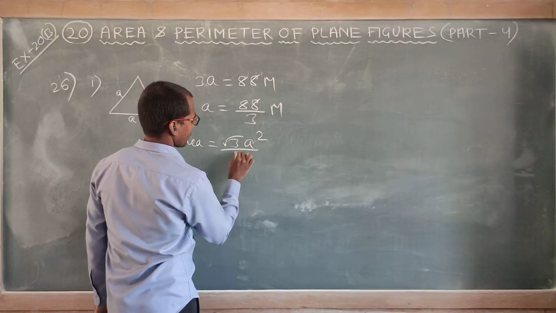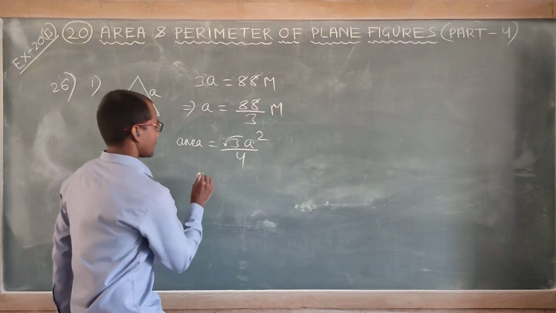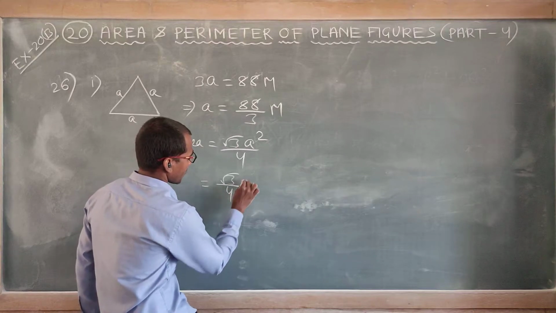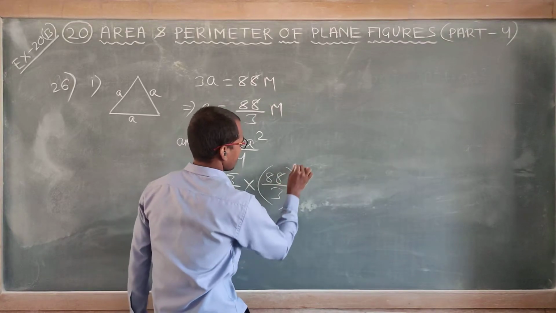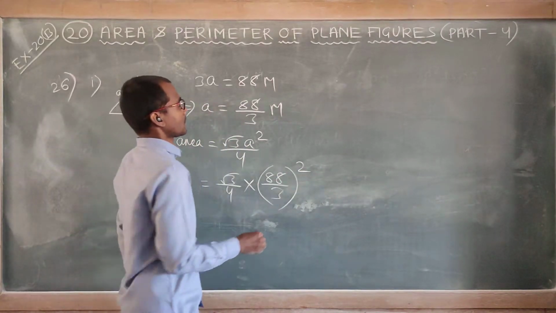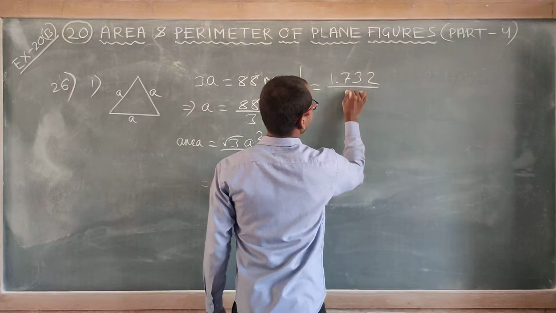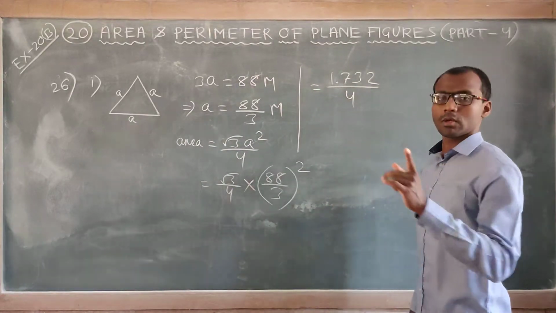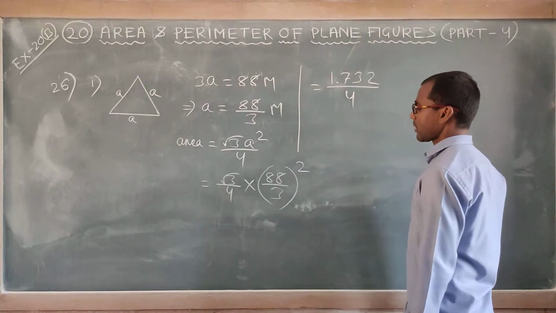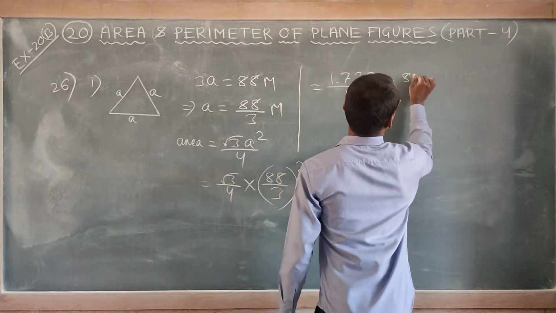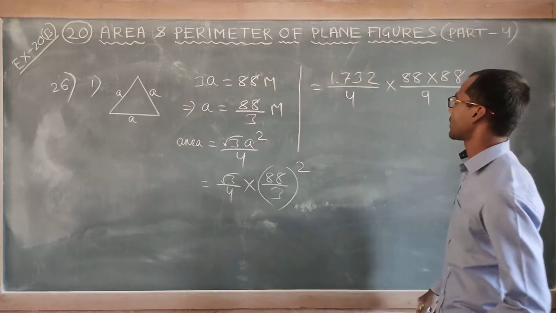root 3 A square by 4. You know this formula. Okay. In part 1 I am given root 3 A square by 4 for equilateral triangle. So that is root 3 by 4 into A means 88 by 3 by 3 whole square. Okay. So that is equal to 1.732. Approximate value of root 3 is 1.732. You have to remember root 2 and root 3 values at least. Okay. So 1.732 by 4 into 88 into 88 by 3 square is 9. Okay. 3 square is 9.